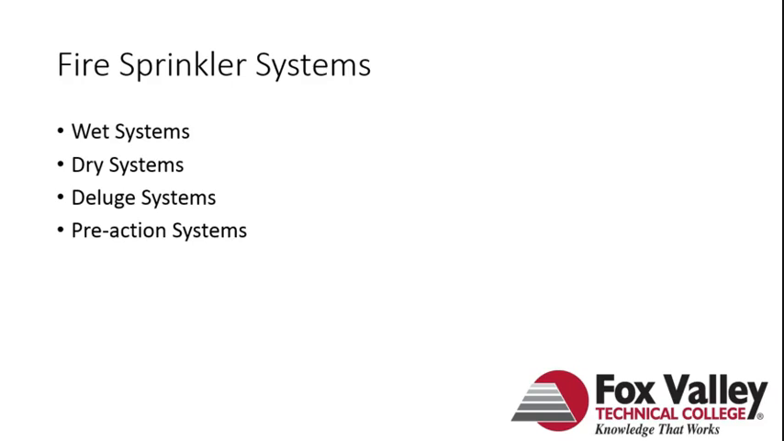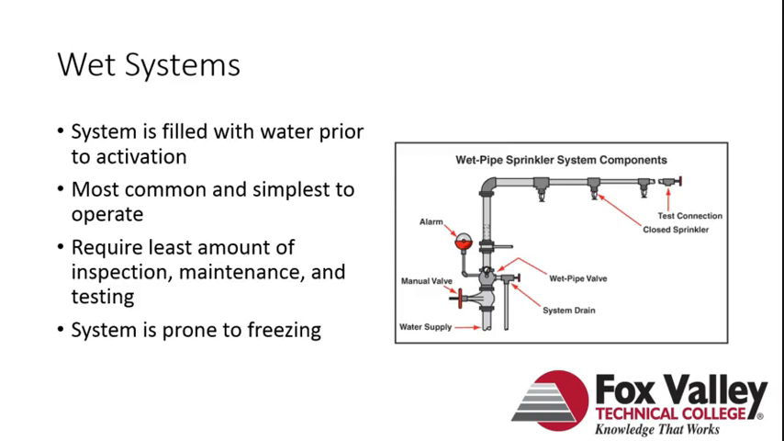There's a wet system, a dry system, a deluge system, and a pre-action system. All of them are similar, but all of them have their own unique little nuances, maybe I should say. They all have their own little specific differences. So the wet system is probably the most common. It's the simplest to operate. It's basically a pipe full of water all the time, waiting to respond. It's always ready to go.